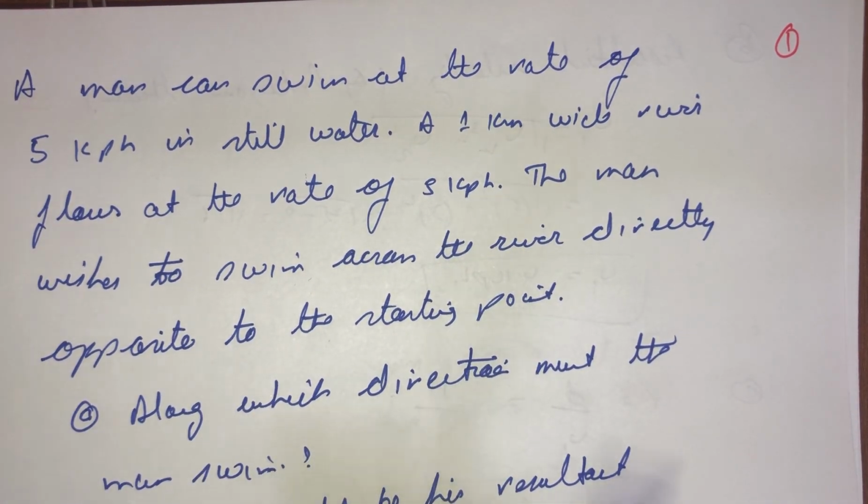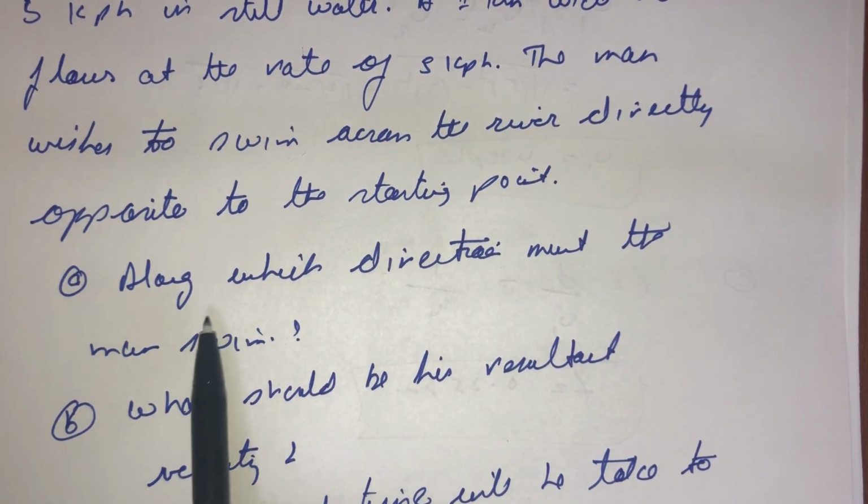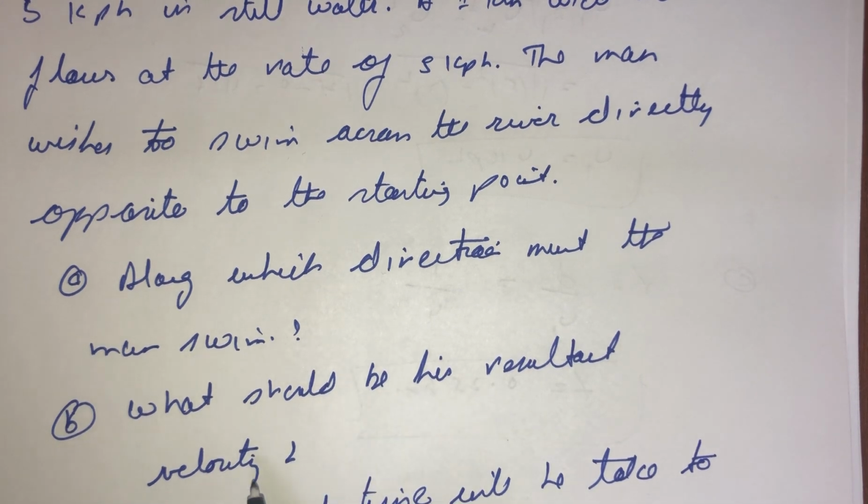So we have to find out three things here. First is along which direction must he swim. Second is what should be his resultant velocity. And the last is how much time will he take to cross the river.